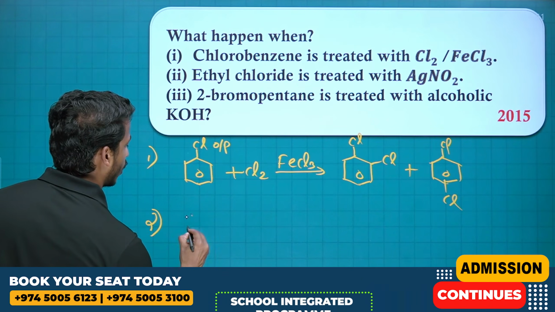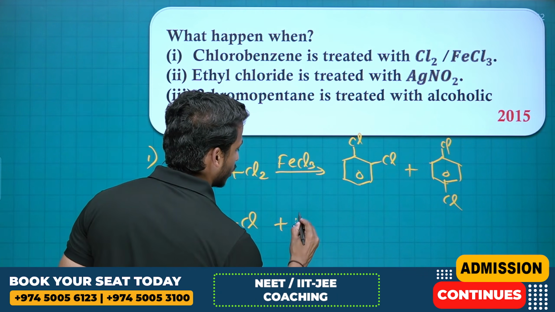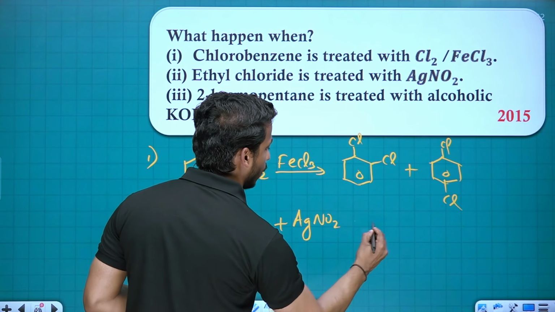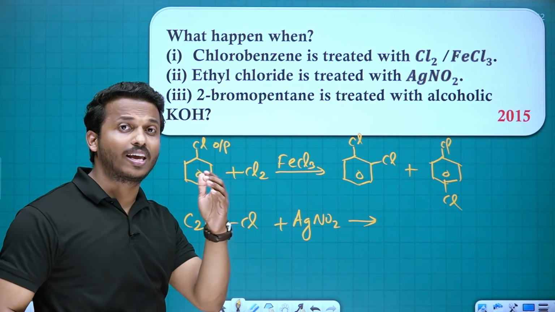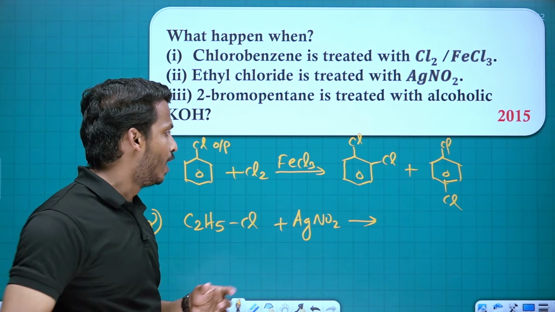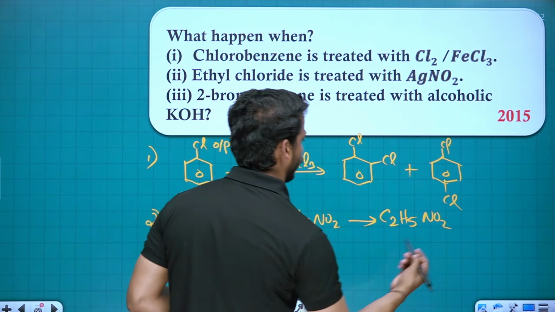Second one is ethyl chloride. What is ethyl chloride? C2H5Cl. Ethyl chloride is treated with AgNO2. You know, it's an ambident nucleophile. Haloalkane, when reacted with KNO2, you will get ONO. With AgNO2, you will get NO2. So C2H5NO2 can form.